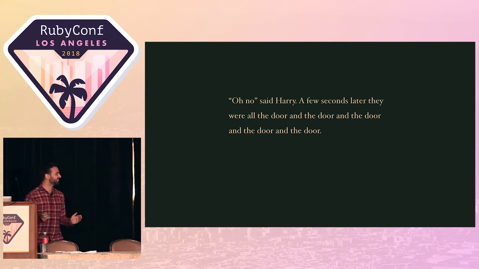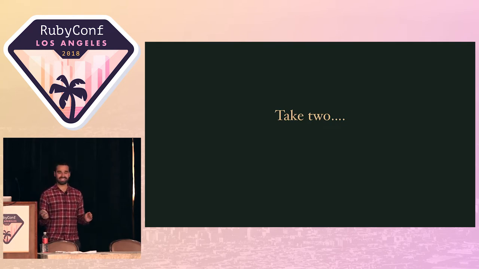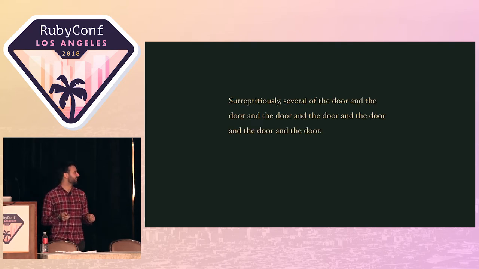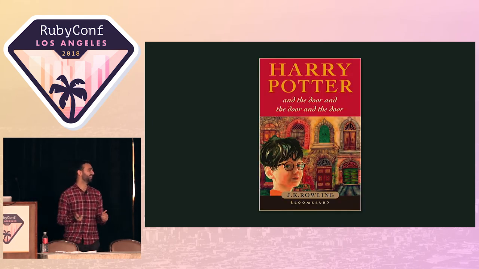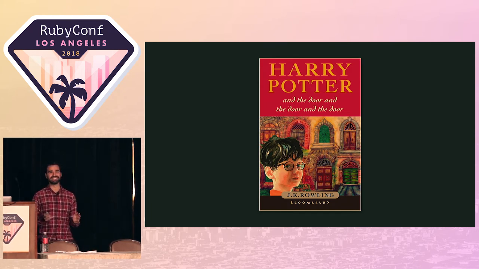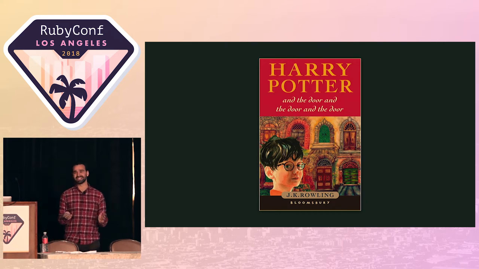Okay. So this is not a great start, but maybe I just got unlucky, right? Remember, we start with a random word, so maybe this is just a really bad choice. Let me try it again. This is my second attempt: "Surreptitiously, several of the door and the door and the door and the door." Okay, so the good news is we won't struggle to find a title for our new Harry Potter story. The bad news is obviously pretty much everything else.